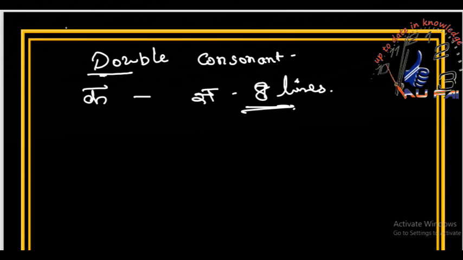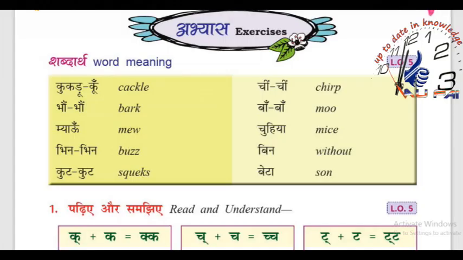Double consonants means the same letter comes twice. Then the first letter is a half letter, we say in Hindi half letters, and the second one is a full letter. How do we read it and how do we write it? We are going to learn this in this video. So double consonants is the same letter coming two times in a particular word.